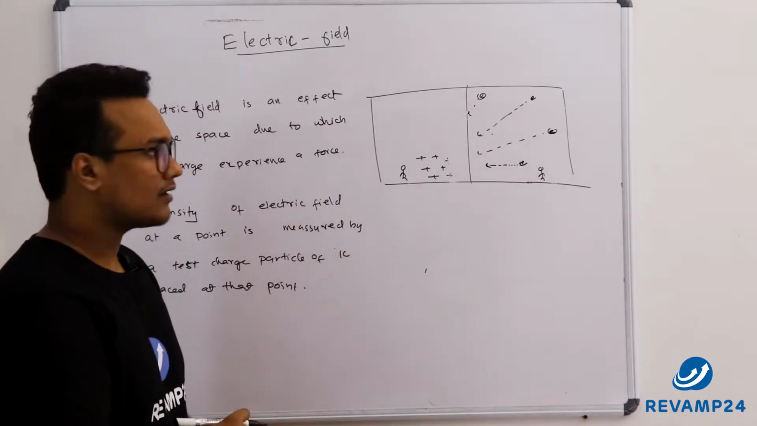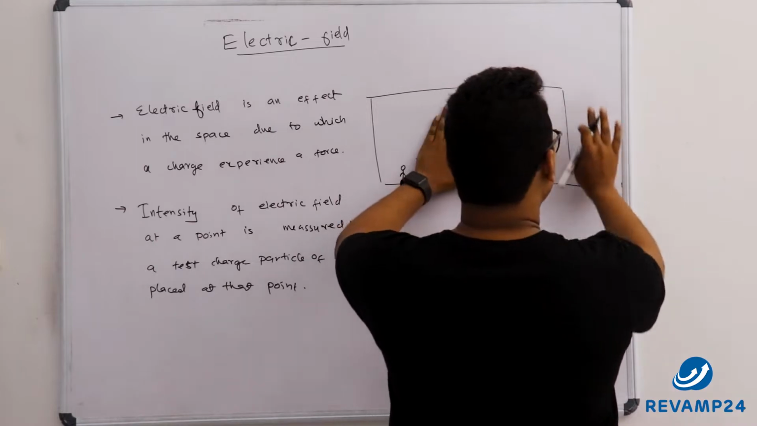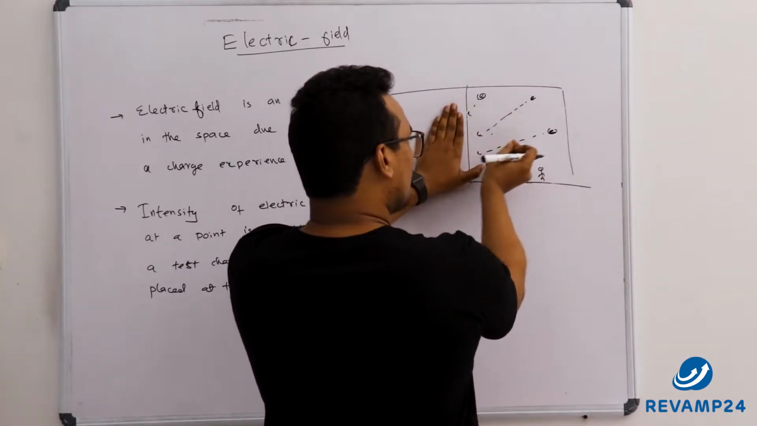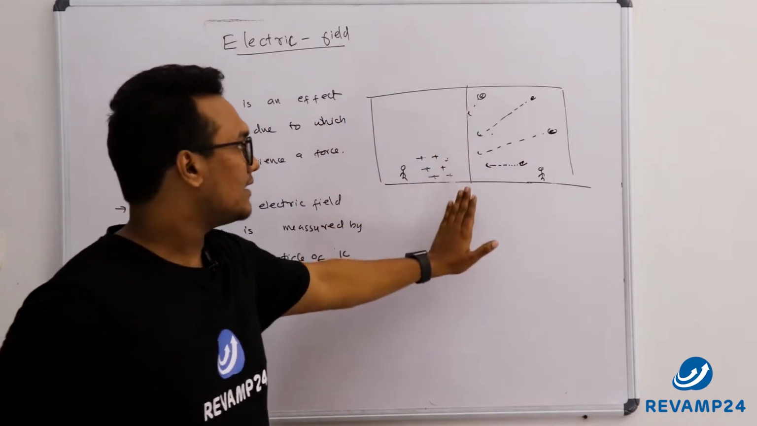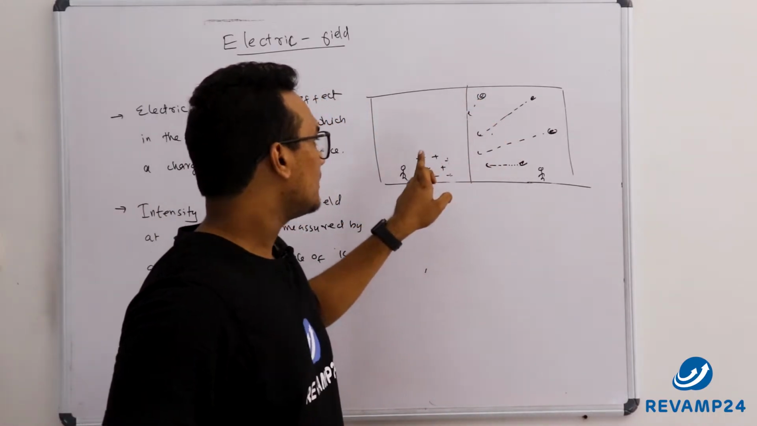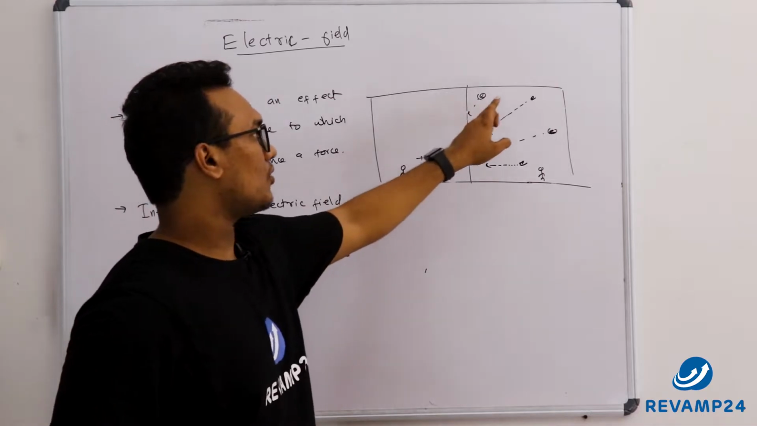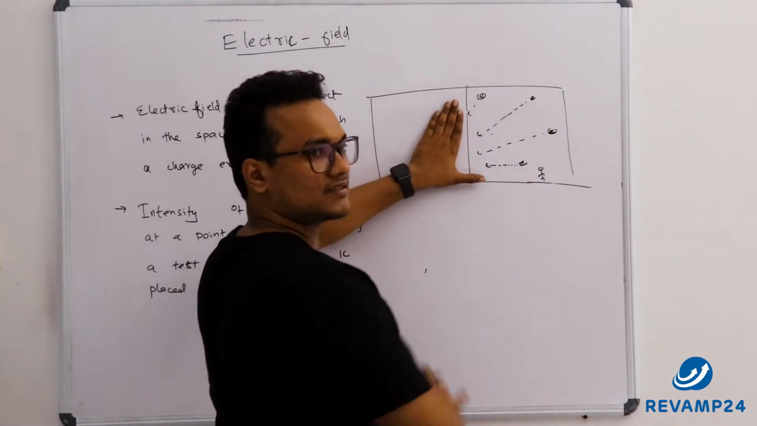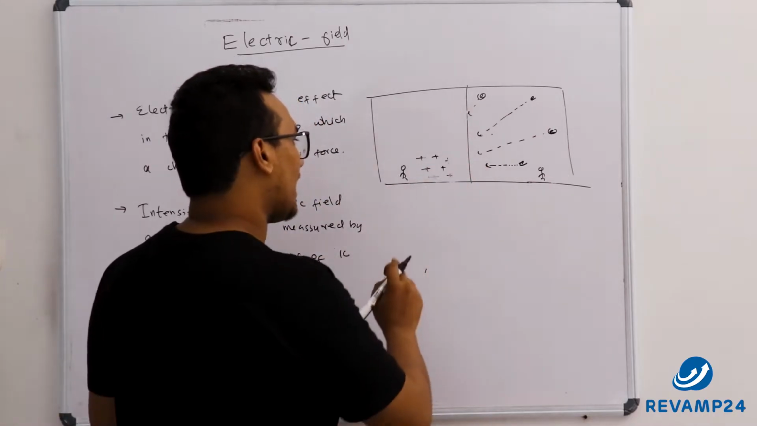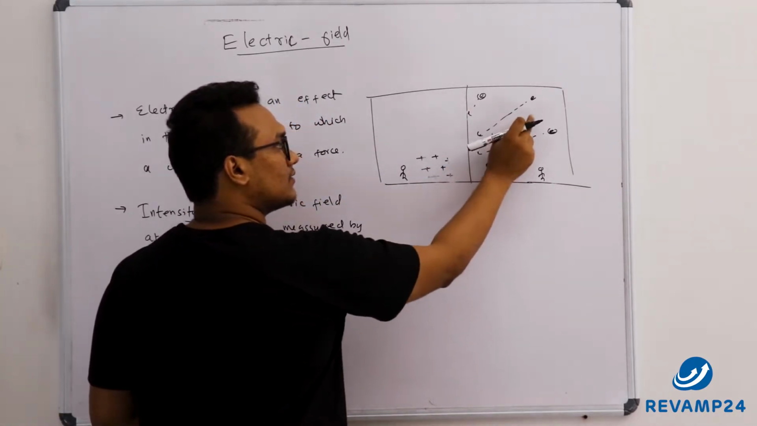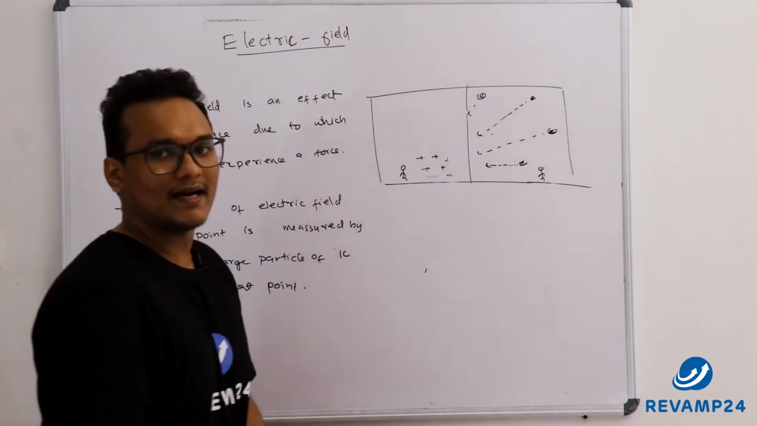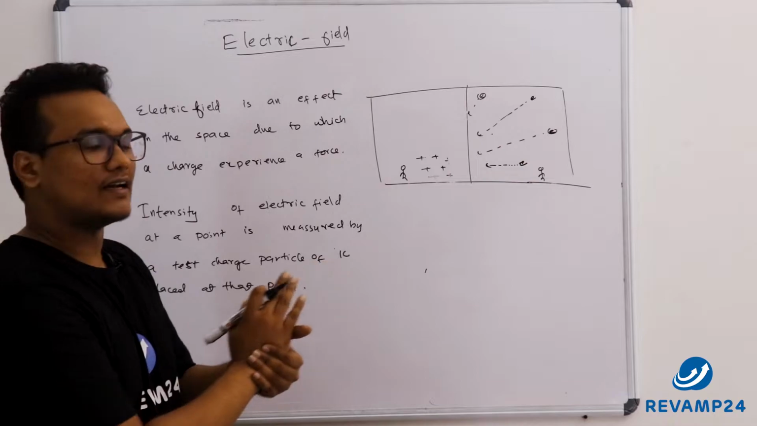What is the reason here? There are no charges in this room, but how is this electron able to move? The reason is that there are forces exerted by the positive charge on the electron. But how? In this room we don't have charges, but we have the presence of the charge from the other room. That property is called the electric field.